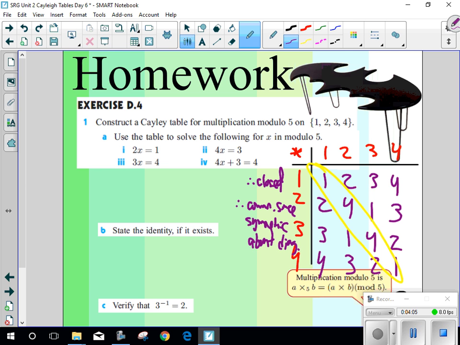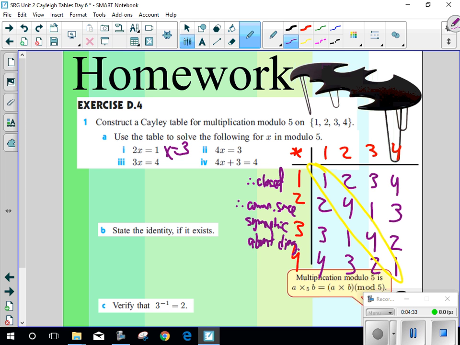So what you do is 2 times what will give you a remainder of 1. So what could you do to solve for that? Well, you start with a 2, and then do we multiply by 1? No, you look for the remainder. And so 2 with the remainder of 1 is going to be what? 3. So x is going to be equal to 3. Does that make sense? Look how easy that is with the table.